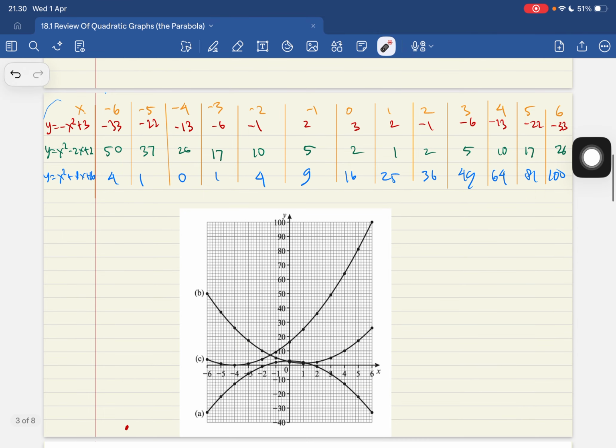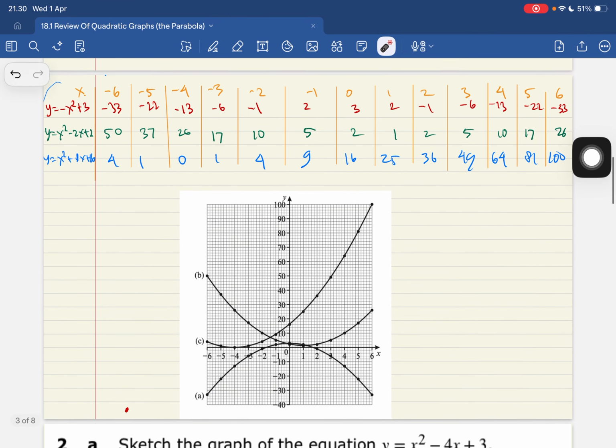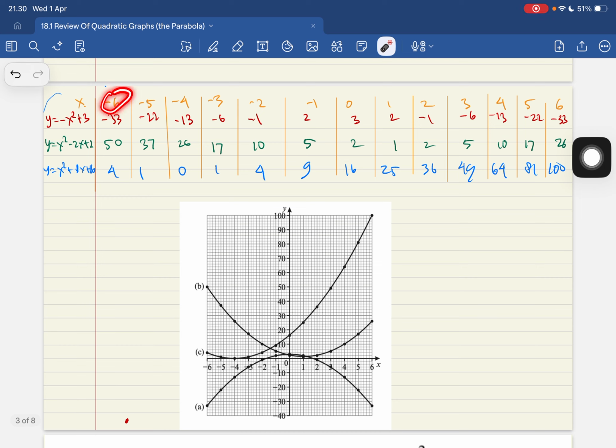Here, let me explain. Starting with A, the first one: when x equals -6, y equals -33. Also when x equals -1, y equals -1. Just follow this pattern. When x equals -6, for b it is going to be 50. And when x equals -5, it's going to be 37. You can just plot the points.